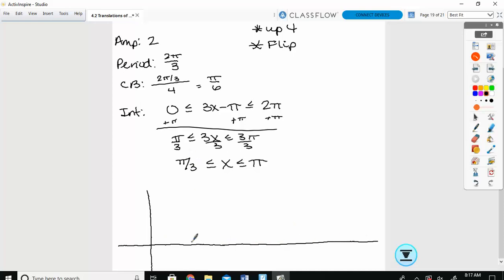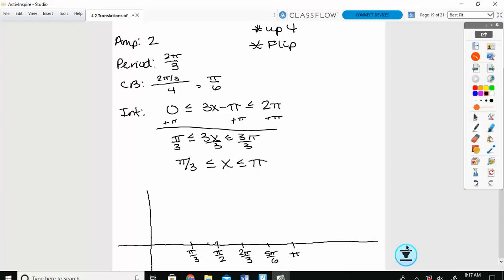Okay, I'm going to start with my points on the x-axis. We are beginning at pi over 3, or 60 degrees. We're counting by pi over 6, or 30 degrees. So pi over 3 is like 2 pi over 6, plus 1 pi over 6 is 3 pi over 6, or pi over 2. 4 pi over 6, or 2 pi over 3. 5 pi over 6. 6 pi over 6 is pi, which you notice we said was where that interval should end.